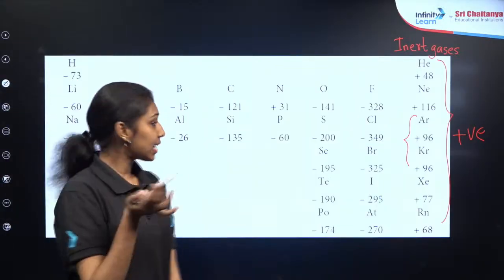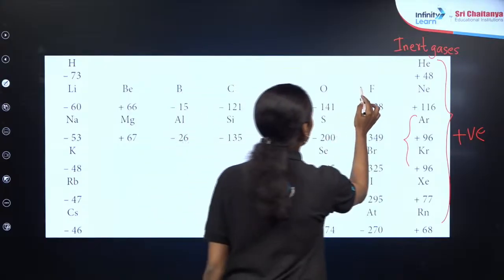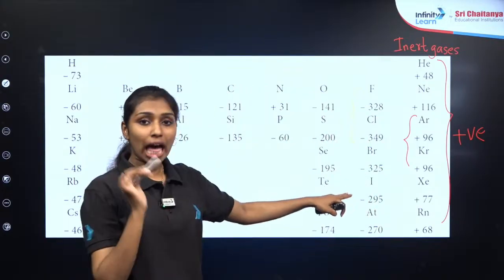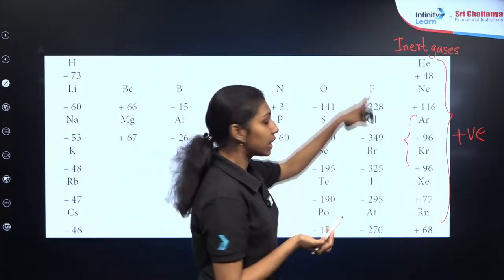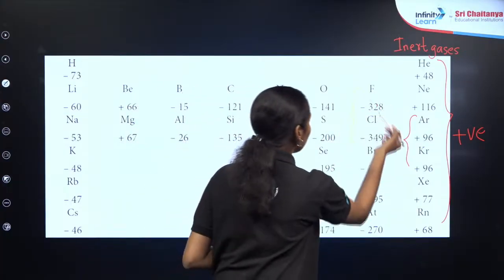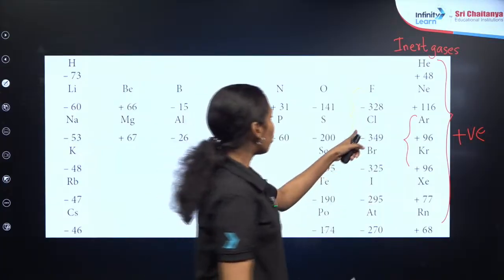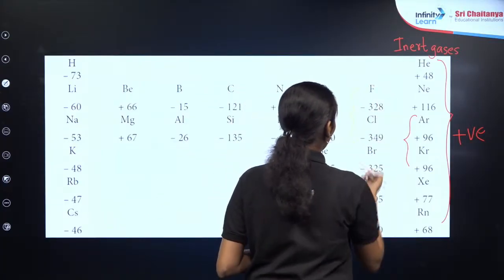Then, this is the anomalous pair, right? Fluorine and chlorine. While moving down the group, what will happen to the electron gain enthalpy? It should decrease, right? From fluorine to chlorine to bromine to iodine to astatine, it should decrease. But this is the anomalous behavior of fluorine compared to chlorine.